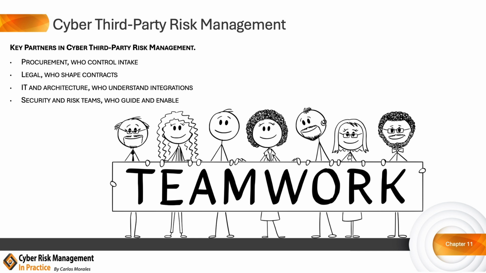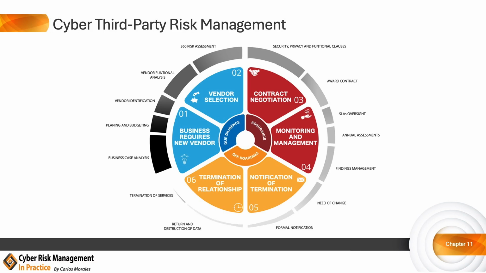And finally, one of the best ways to make this all work is through vendor segmentation. Not every third party needs the same level of scrutiny. Segment vendors based on access, criticality, data sensitivity, and integration level. That allows you to scale your program without overwhelming your resources. So, your third party risk management program can be structured around three main processes: due diligence, assurance, and offboarding.